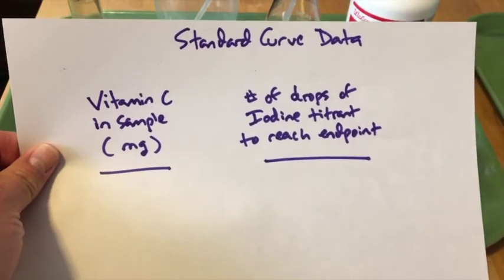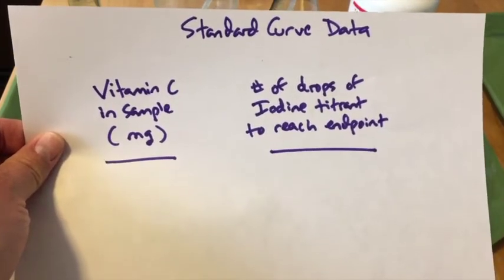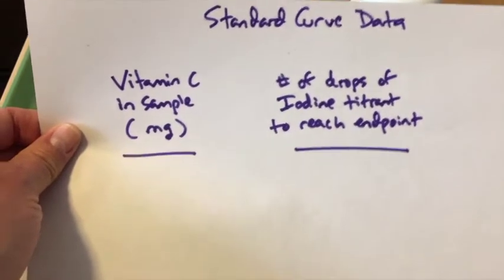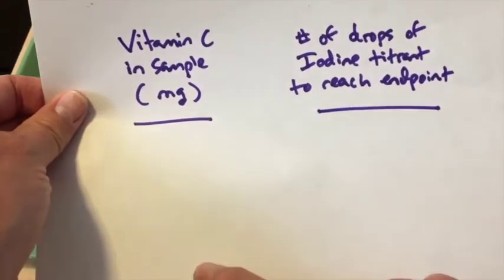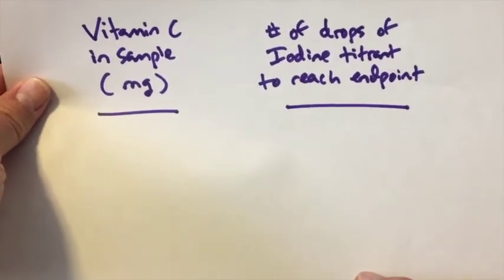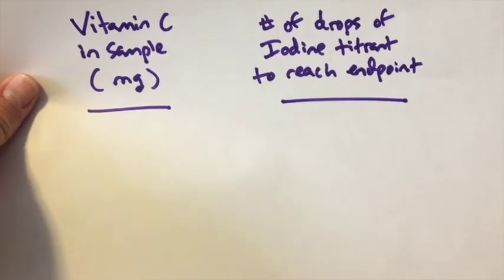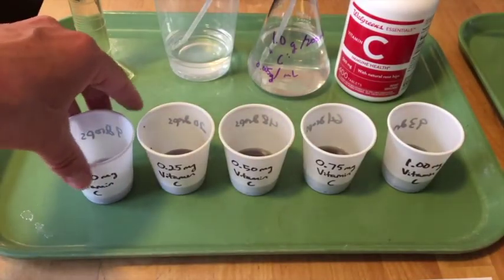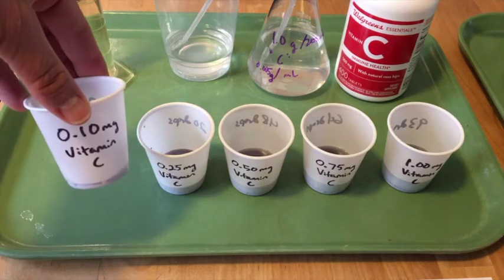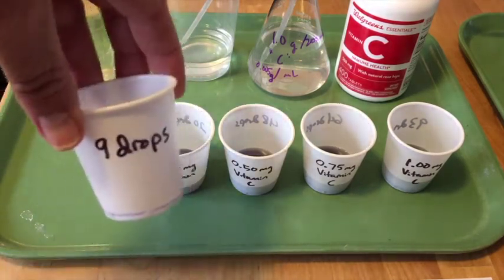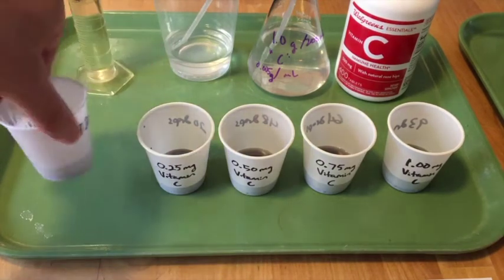So I asked you to prepare some data tables. This is the data table that you need for this part of the experiment, the one where you're going to keep track of how much vitamin C was in the sample and how many drops of iodine it took to reach the end point. So let me show you for each one of those samples what happened. The first one I showed you, it was 0.1 milligrams of vitamin C, and that one took 9 drops to reach the end point.